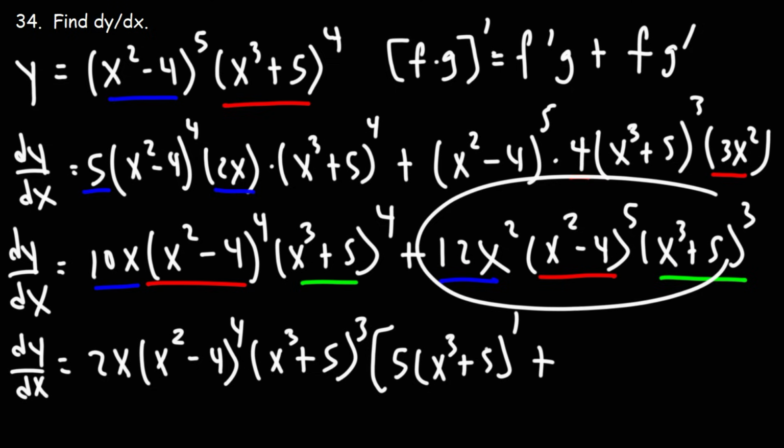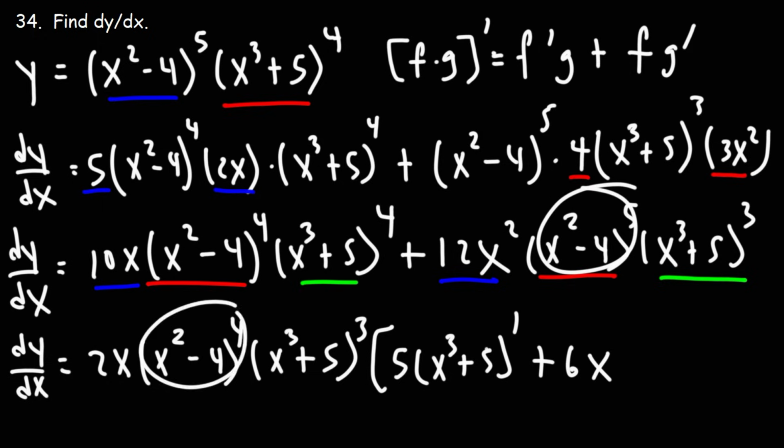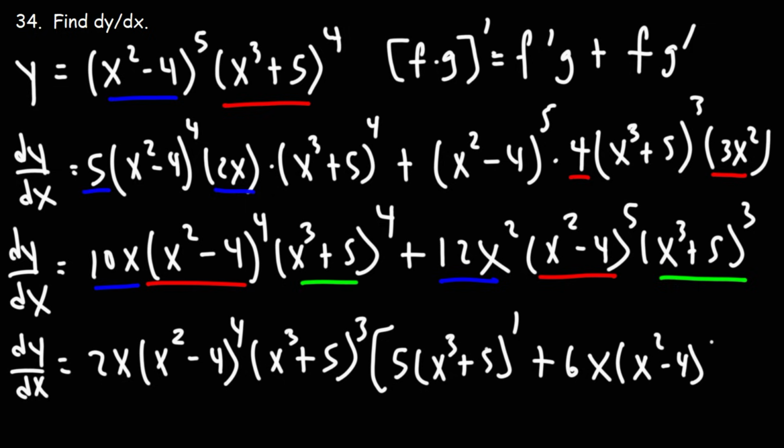Now let's divide this by that. 12x squared divided by 2x. 12 divided by 2 is 6. X squared divided by x is x. Now when we divide these two, we can subtract the exponents. 5 minus 4 is 1. So we get x squared minus 4 raised to the 1st power. When we divide these two, they have the same exponents, so they divide out to 1, which means we don't have to add them.